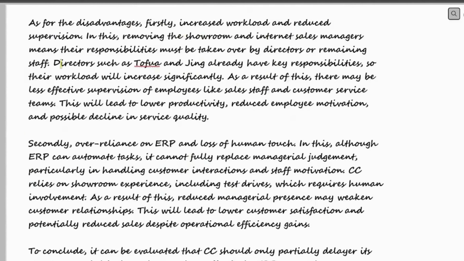Now going on to the other side of the picture. As for the disadvantages, firstly, increased workload and reduced supervision. In this, removing the showroom and internet sales managers means their responsibility must be taken over by directors or remaining staff. Directors such as Tofa and Jing already have key responsibilities, so their workload will increase significantly. As a result of this, there may be less effective supervision of employees like sales staff and customer service teams. This will lead to lower productivity, reduced employee motivation, and possible decline in service quality. All the potential disadvantages have been mentioned.